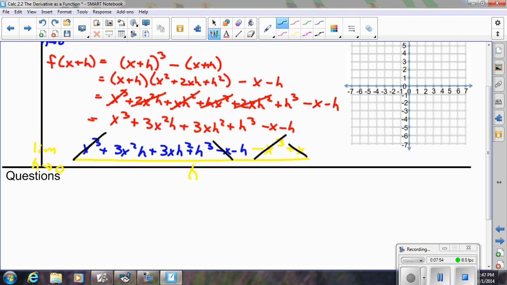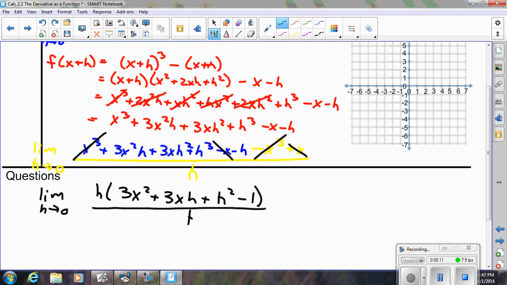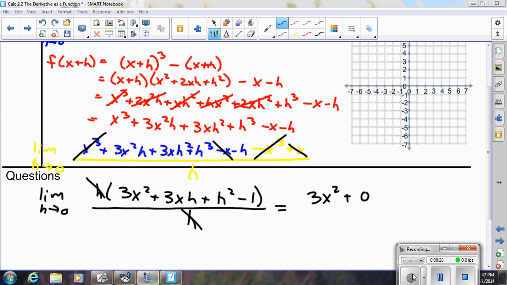And then we could notice in the numerator, we have a common factor of h in all of it. So if we factor that out, we'd have 3x squared plus 3xh plus h squared minus 1 all over h. Canceling out the h's, we could then apply a direct substitution for h equals 0, which gives us 3x squared plus 0 minus 1, which gives us our derivative 3x squared minus 1.